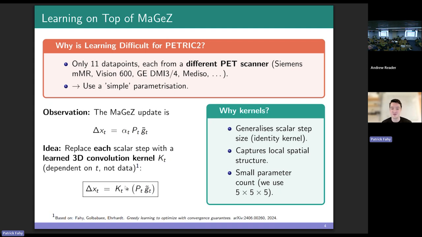So why do we choose kernels? Well, it generalizes the scalar step, just take the identity kernel. It also includes nice local structure, which could work well. And we can use a small amount of parameters, so we chose a 5 by 5 by 5 kernel. So very, very small parameters.